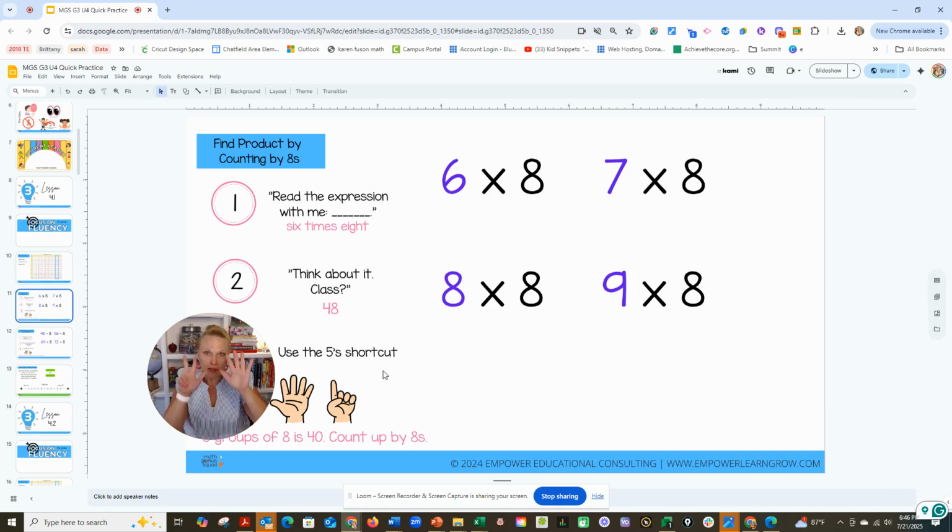8 times 8. I put up 8 fingers. I don't know 8 groups of 8, but 5 groups of 8 is 40. Keep going, 48, and we keep counting up 7 groups of 8, etc., until we get to that target number. So you'll do that for multiplications.